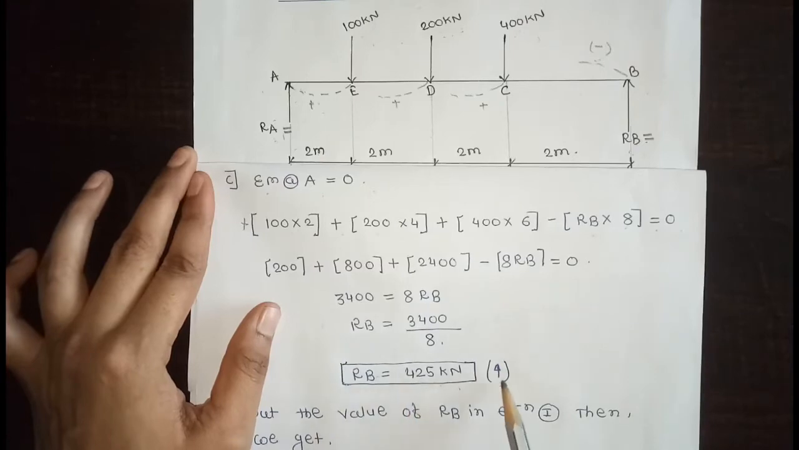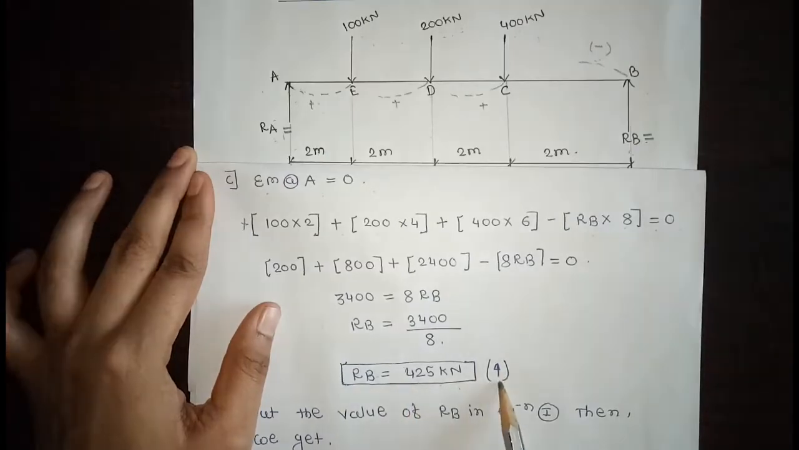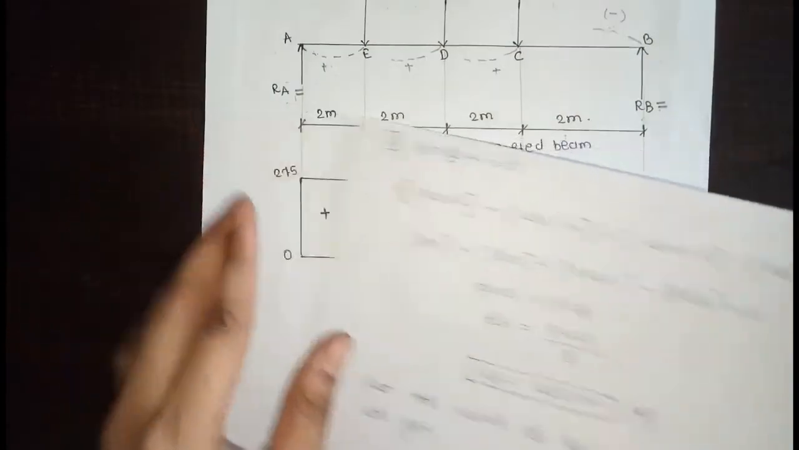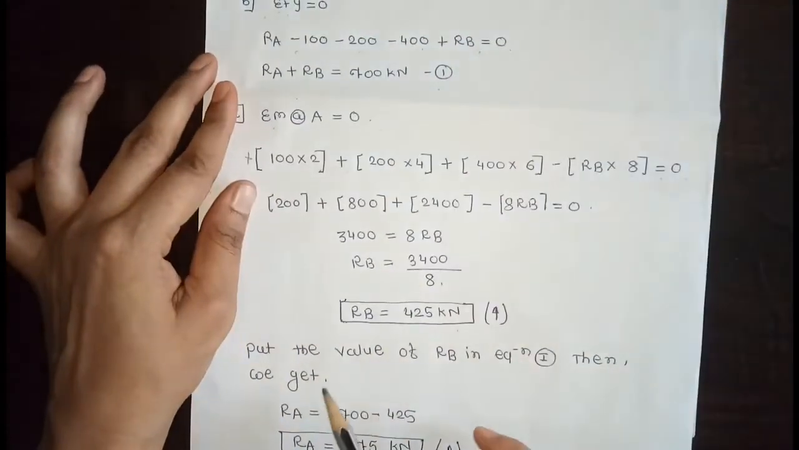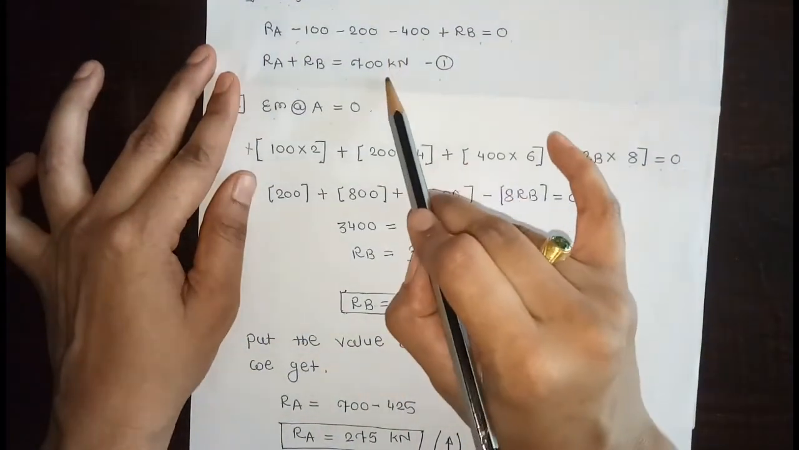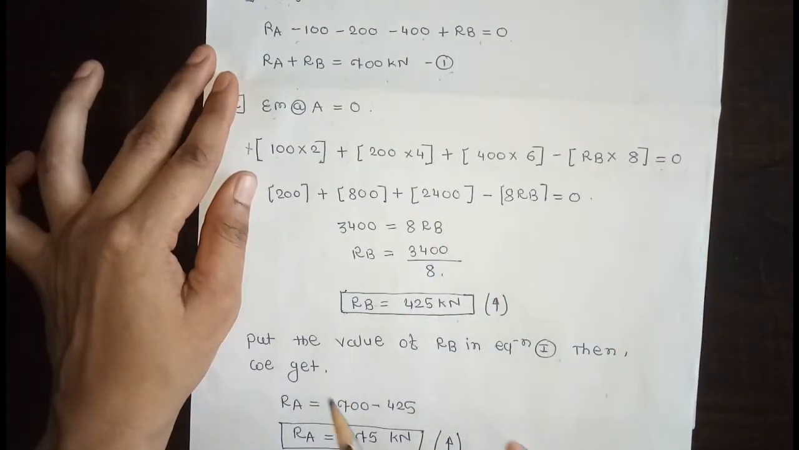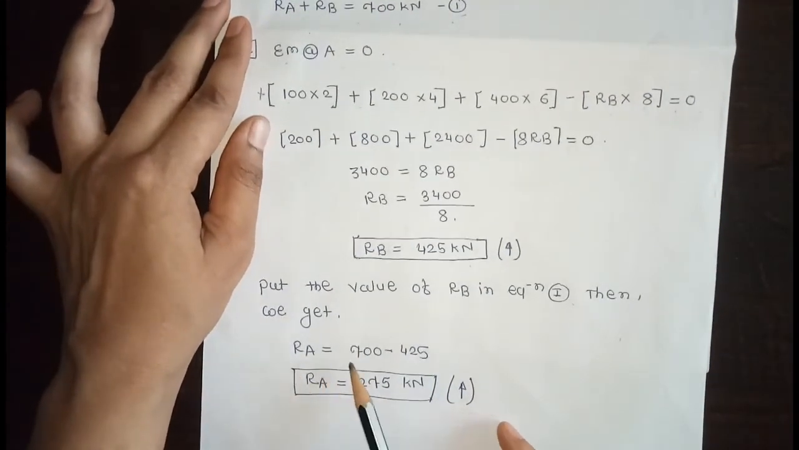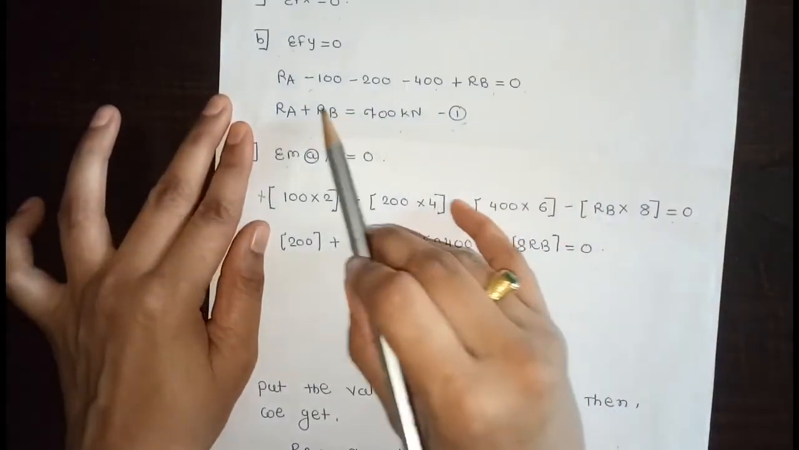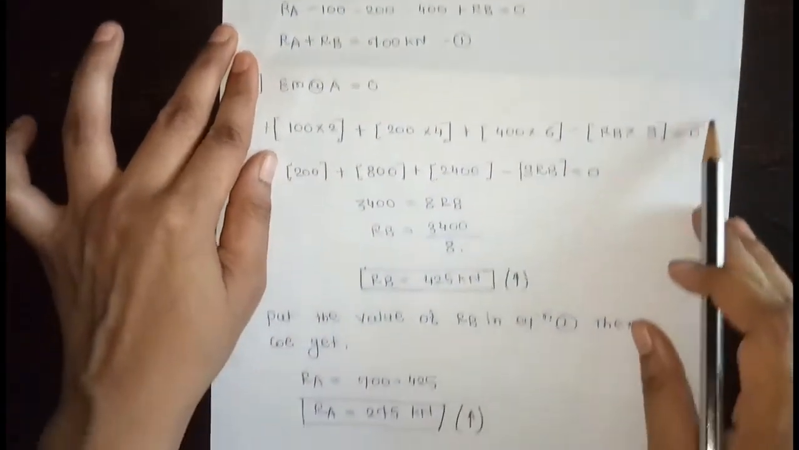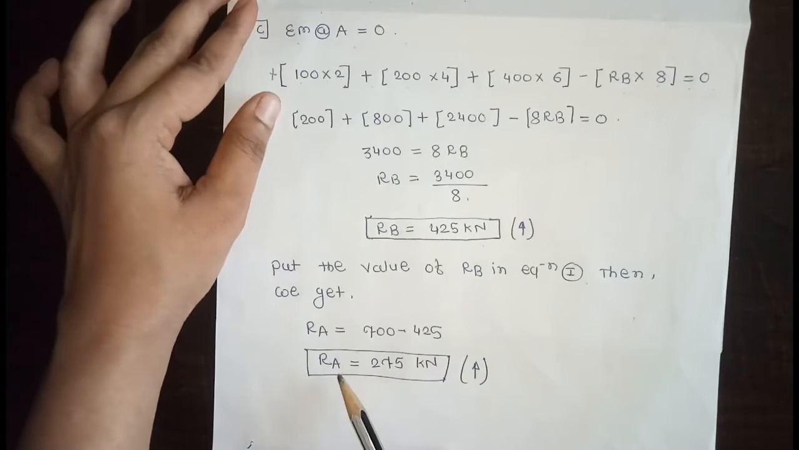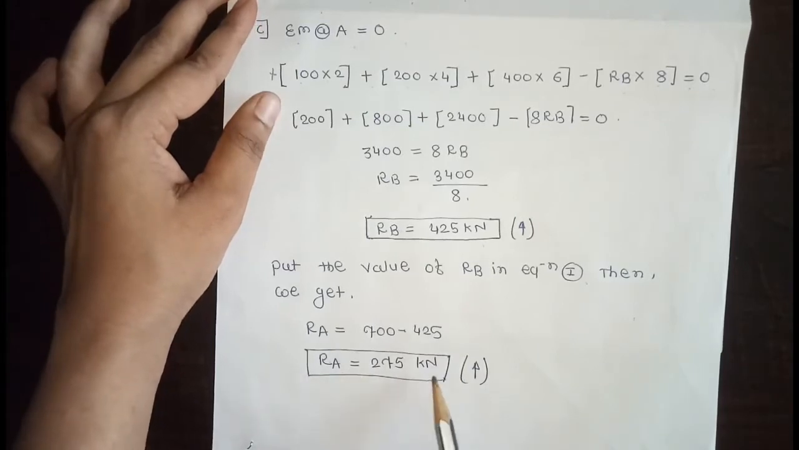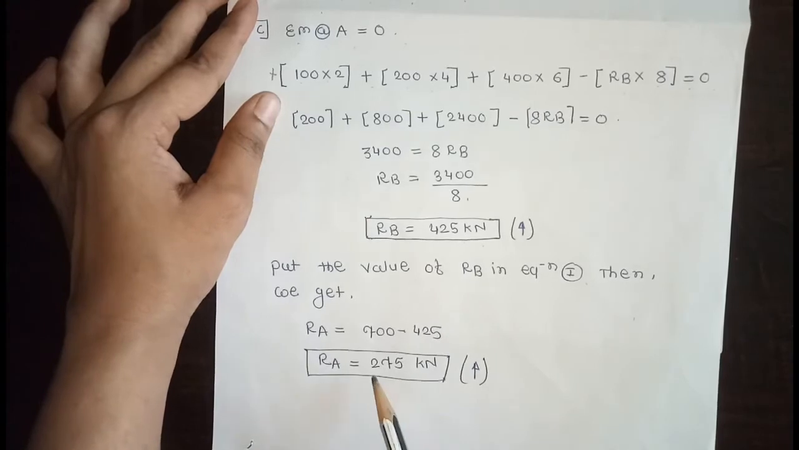This is positive, which is indicated by upward direction. Put the value of RB in equation 1, then we get the value of RA. RA is equal to 700 minus RB, means RA is equal to 700 minus 425, RA is equal to 275 kN, which is indicated by upward direction.